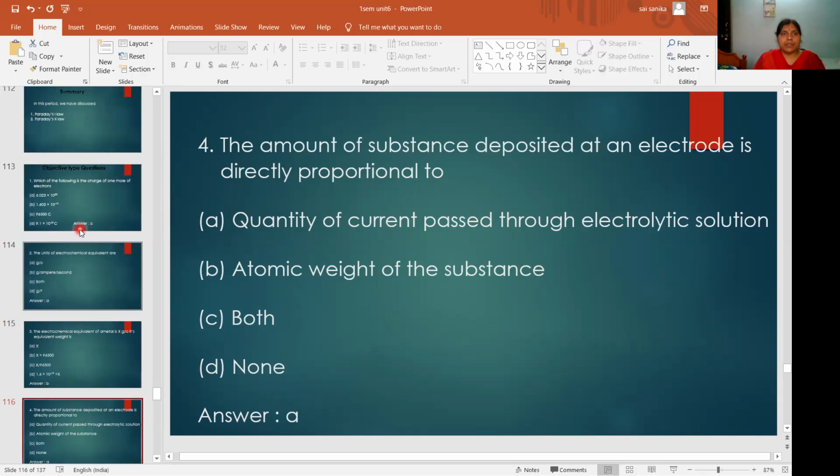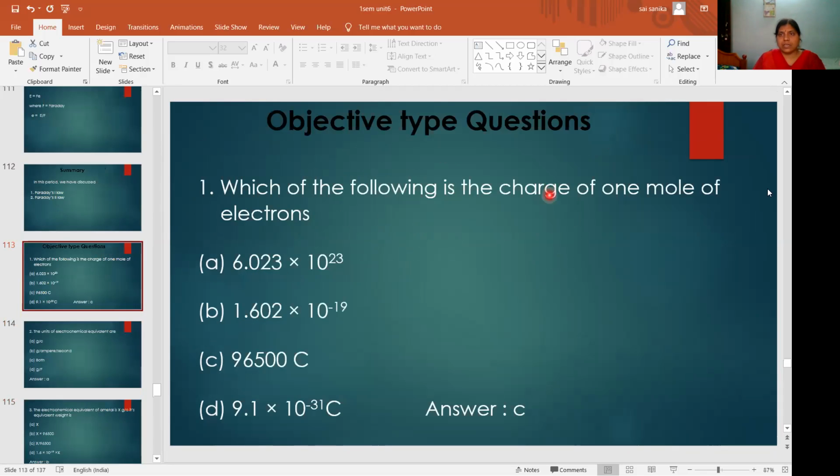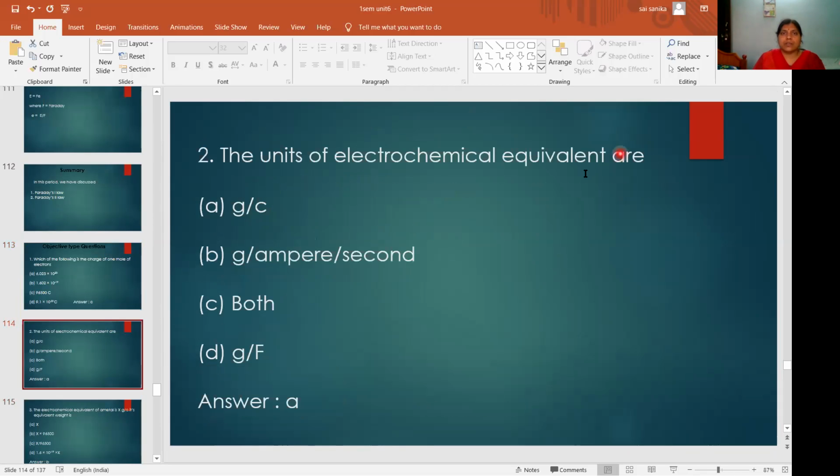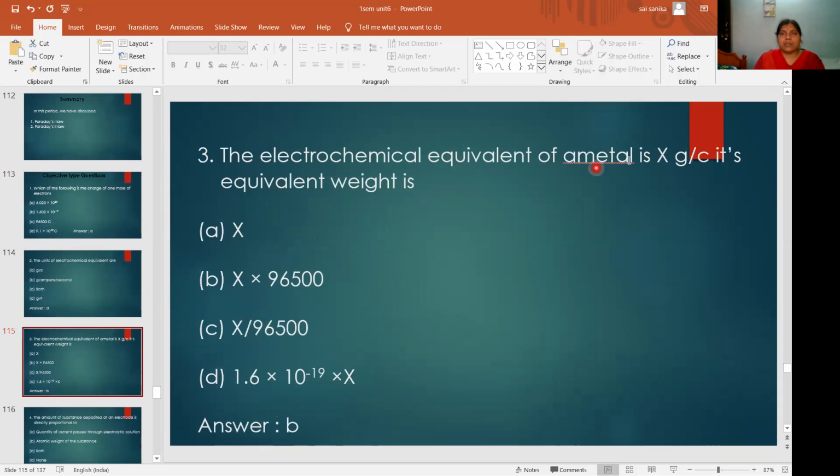So these are some of the objective type questions. First one, charge of 1 mole of electrons, we discussed now, 96,500 coulombs. Then units of electrochemical equivalent, gram per coulomb. Then next, the electrochemical equivalent of a metal is given. What is its equivalent weight? You have to calculate electrochemical equivalent into 96,500. If you do, you will get the equivalent weight. That is, answer is B.